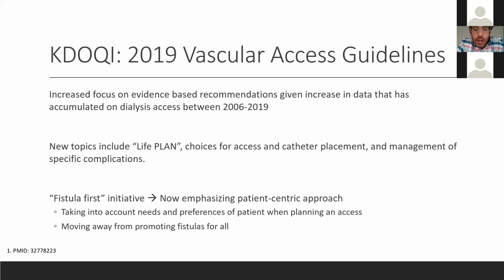And so they've started to put a lot more weight on their recommendations with a focus on evidence. And so if there wasn't a lot of evidence on prior recommendations, they tended to soften up on that. And so a few new concepts that they talked about was this idea of a life plan, and we'll talk about that. Choices for access and catheter placement. They specifically listed those choices out again, and then the management of specific complications.